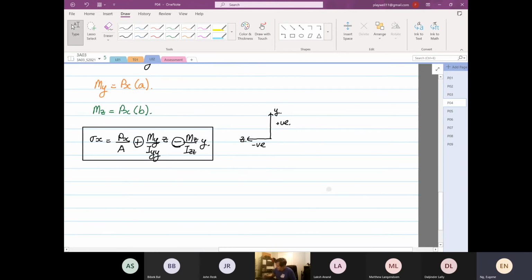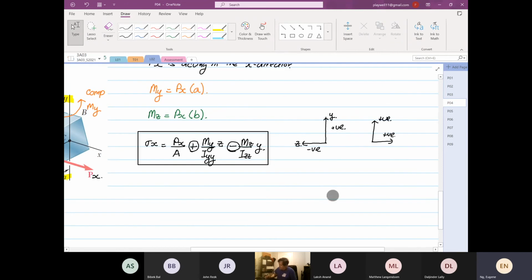Normally when we draw an axis, we usually call the positive direction going towards the right, and positive going up, right? So z is going towards the left, so that's how I remember it. No big secret.